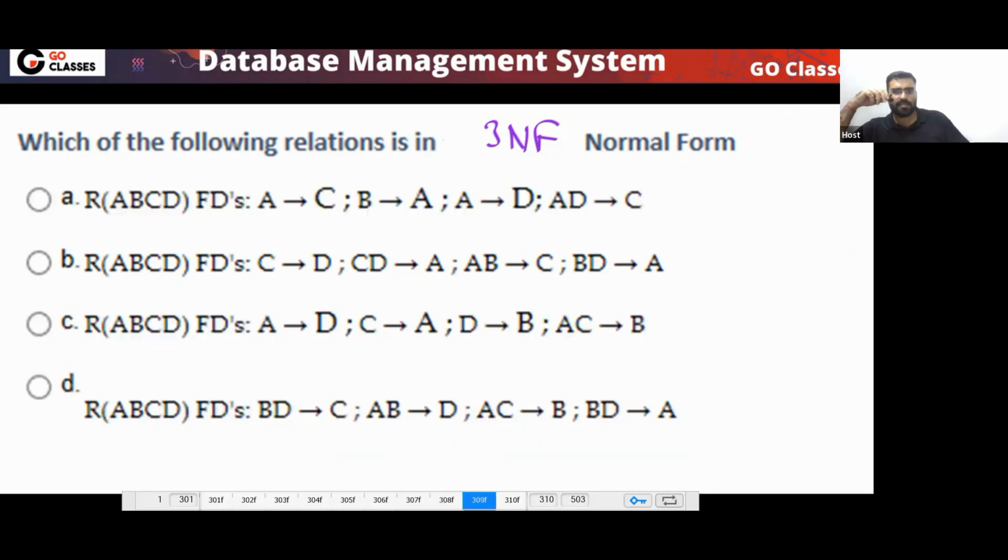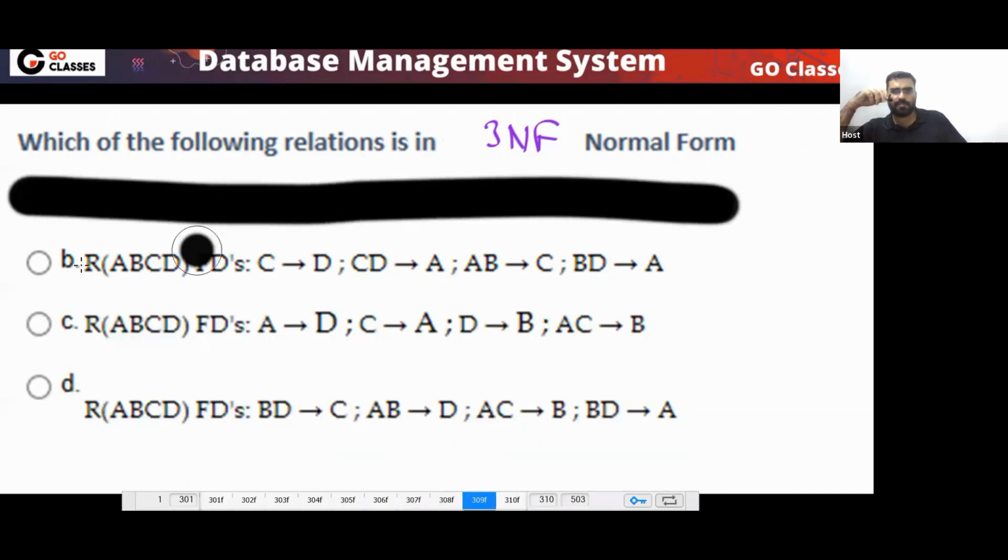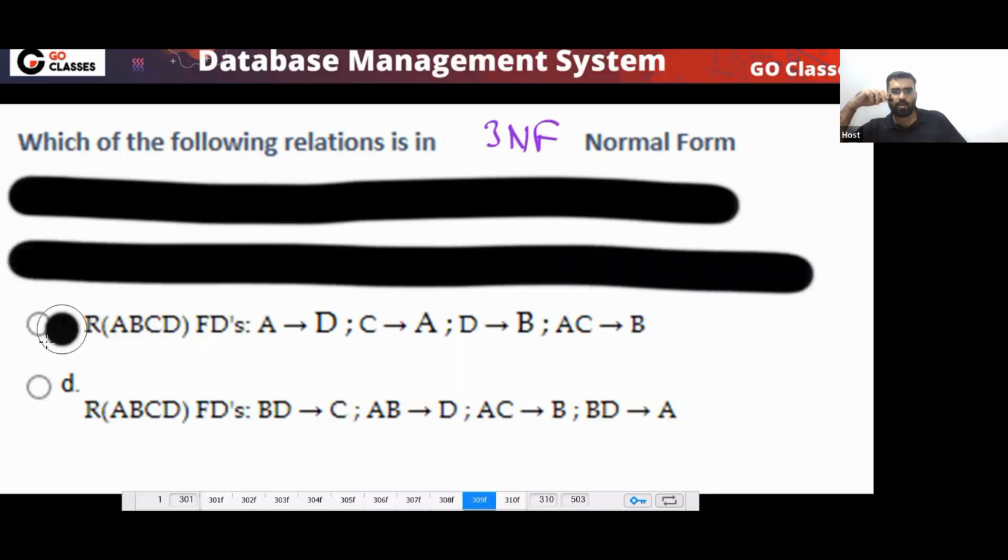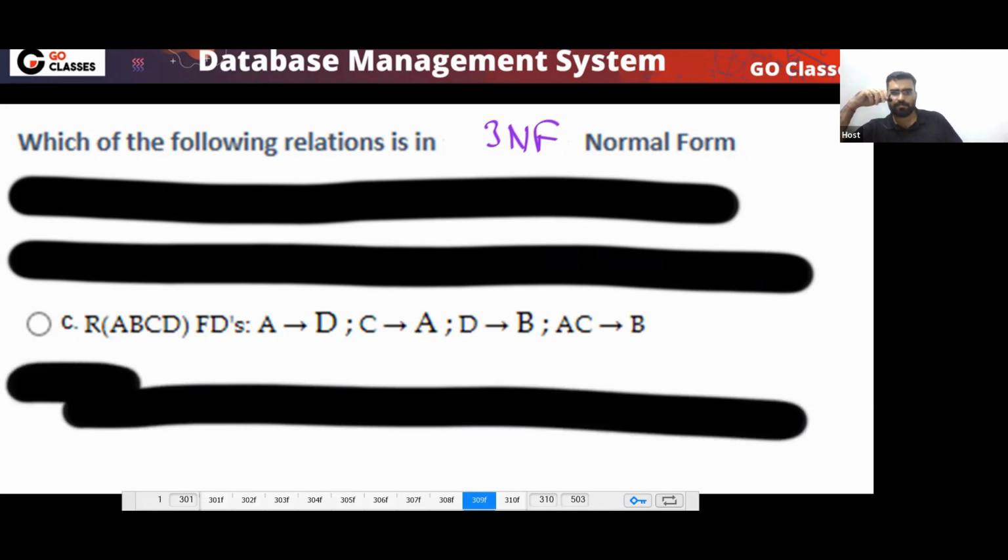Next. What about option C? What is the candidate key? A, B, C. So the candidate key is C, right? This is the candidate key. So now tell me, because of this, this is in 2NF. So R is in 2NF.